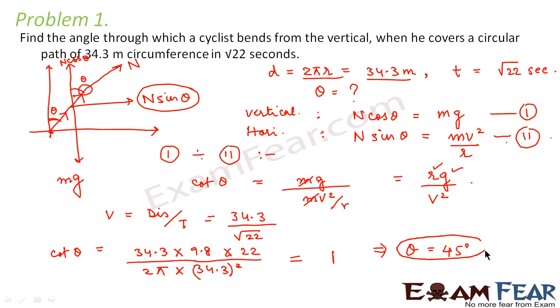That means the cyclist will make an angle of 45 degree with the vertical so that he can cover a path of this much circumference in root over 22 seconds. So I hope it is clear to you now.